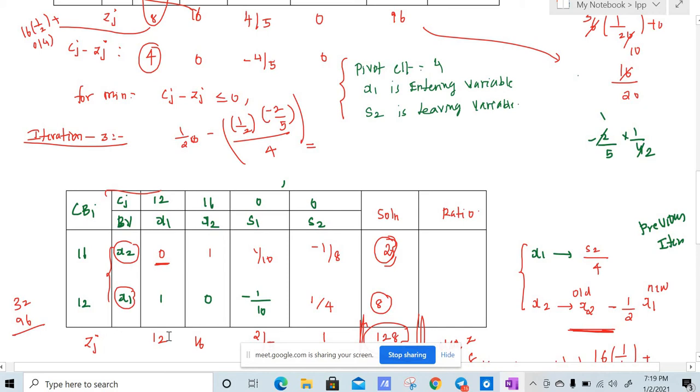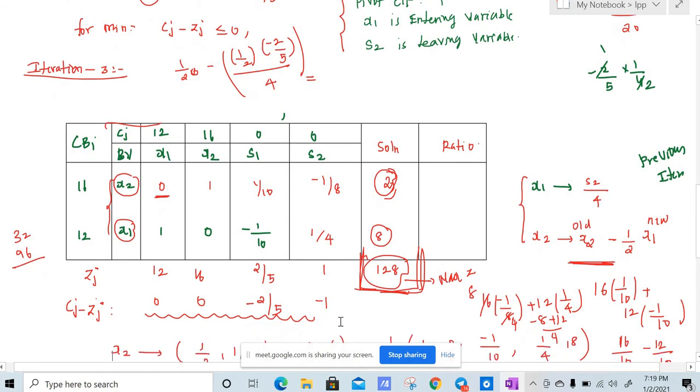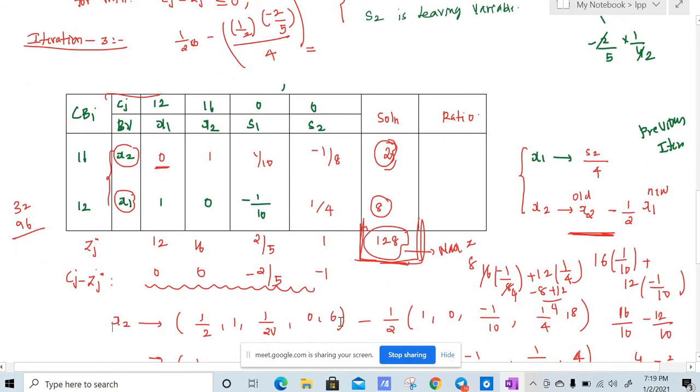So again you find zj. So zj is 16 into 0 plus 12 into 1, 16 into 1 plus 12 into 0, 16 into 1 by 10 plus 12 into minus 1 by 10. You will have zj, and you find cj minus zj. Now here you can see all values are less than or equal to 0, which is optimal. For maximum, cj minus zj has to be less than or equal to 0.